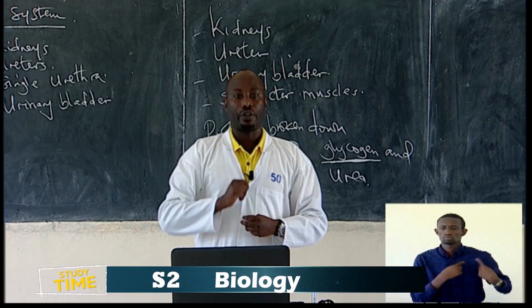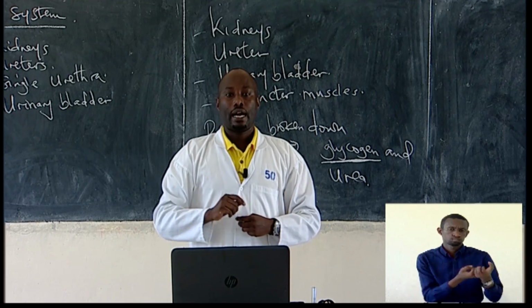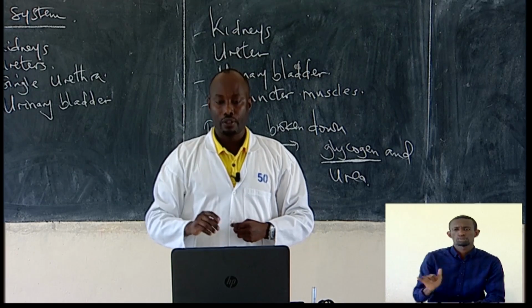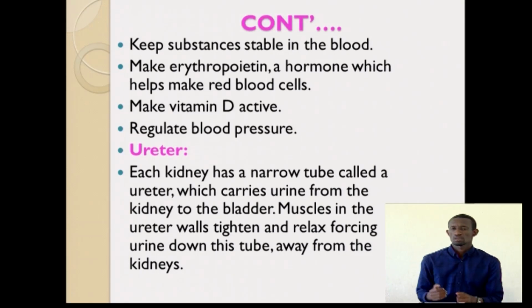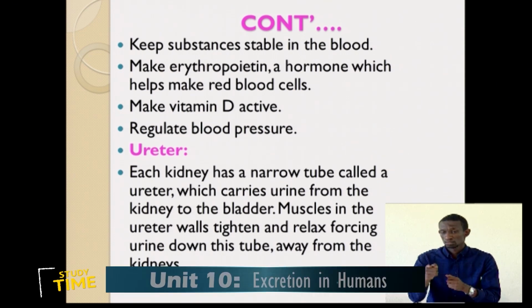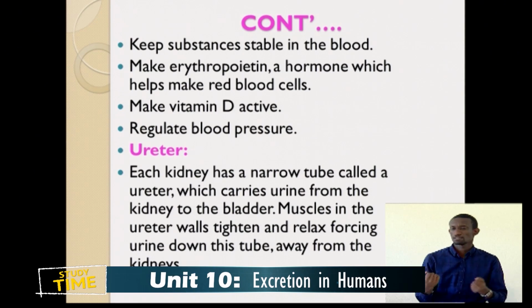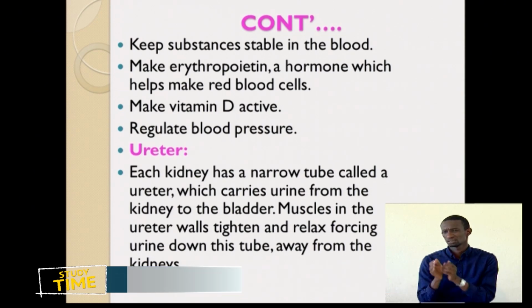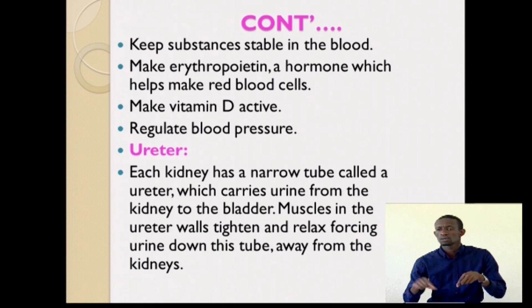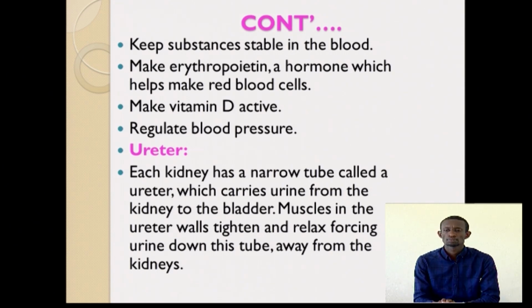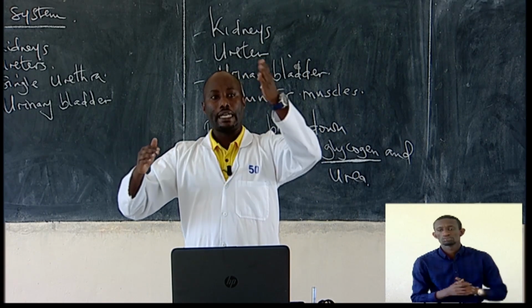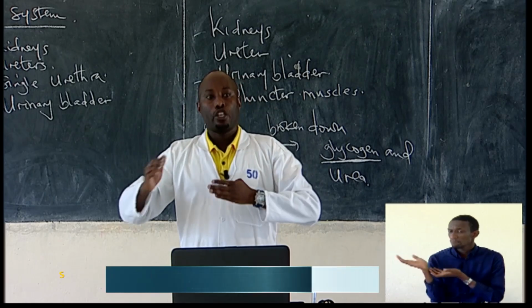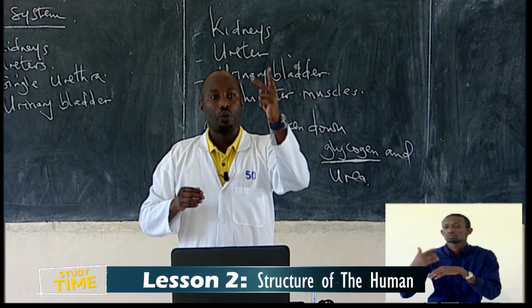Let's go to another part of the urinary system, which is called the ureter. I said the ureters, there are 2 in pairs. We have the left ureter, we have the right ureter. What are the functions of the ureter? Each kidney has a narrow tube, which is called the ureter. That narrow tube coming from the kidney to the urinary bladder is referred to as the ureter, which carries urine from the kidney to the urinary bladder. So the conduction of urine from the kidney to the urinary bladder is normally done by the ureter, and there are 2 in pairs.